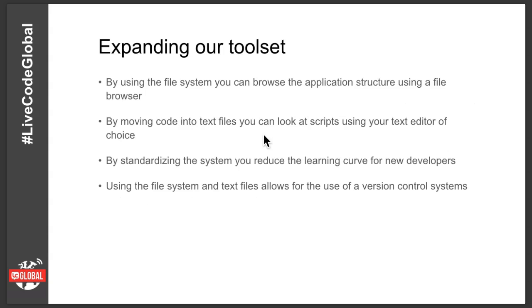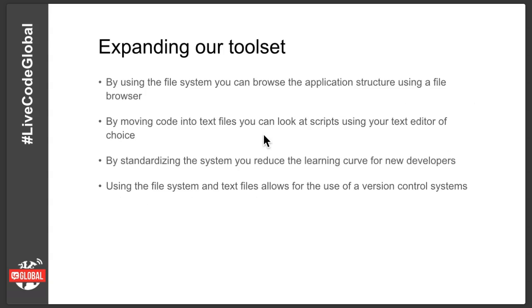how it organizes your applications? Well, by using the file system, you can browse your application structure using a file browser. By moving code into text files, you can look at scripts using your text editor of choice. By standardizing the system, you reduce the learning curve for new developers, and using the file system and text files allows for the use of version control systems.